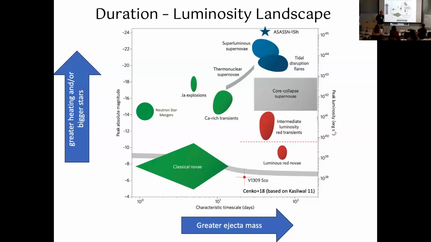But I think that these things we call magnetar supernovae, they could in principle have black hole engines. They could in principle not be central engines at all. They could be circumstellar interaction.